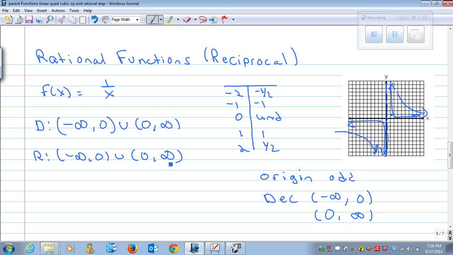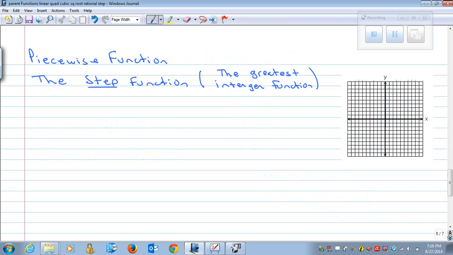All right, the next thing we do is not review. We're going to talk about a special type of piecewise function called a step function. A step function is also referred to as the greatest integer function sometimes, and what that means is it is the greatest integer. This is a definition of greatest integer: the greatest integer less than or equal to x. All right, and we'll talk a little bit about that after we get the parent graph down.